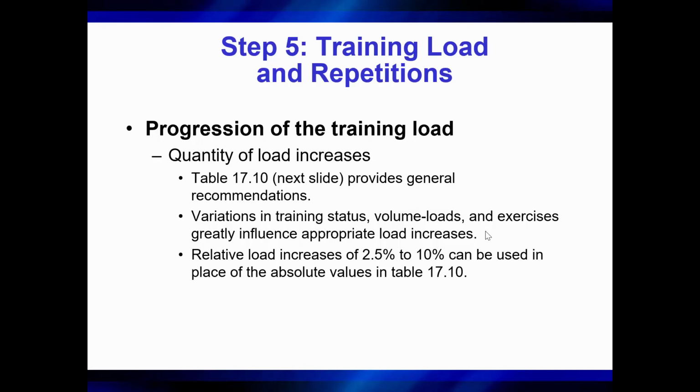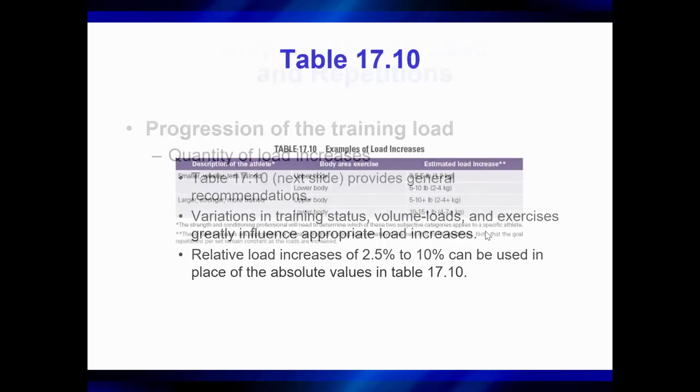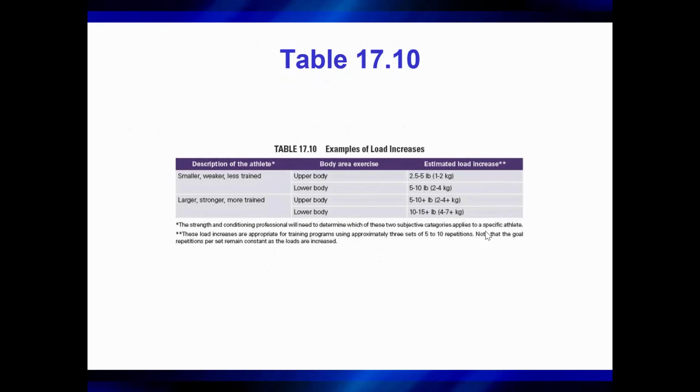So a lot of times relative load increases, 2.5 to 10%, can be used in place of the absolute values in the subsequent table. So we see upper body and lower body for smaller, weaker, less trained, and larger, stronger, more trained individuals. And we see how it varies.